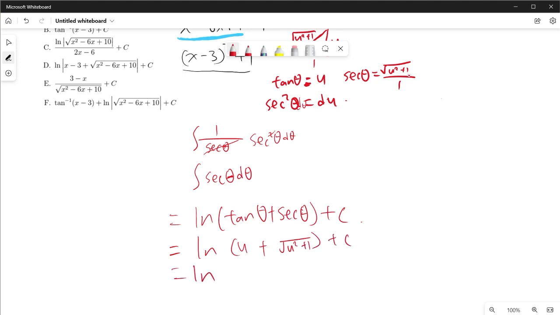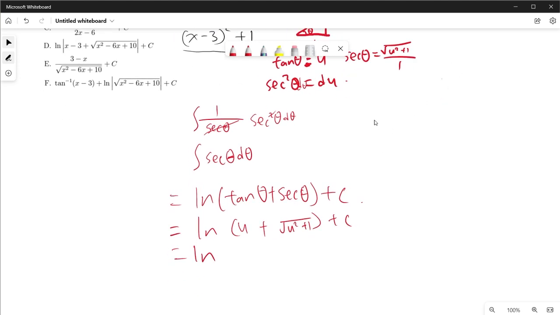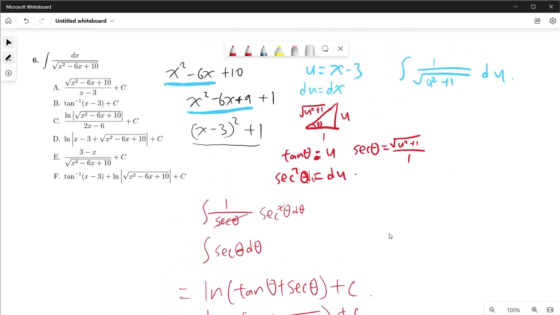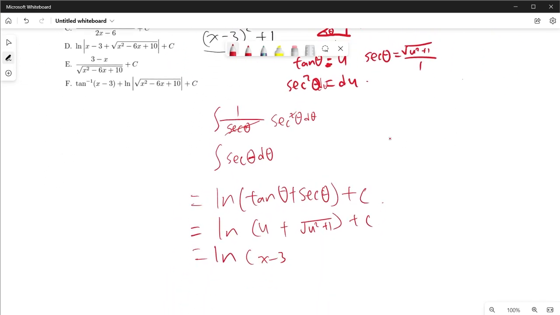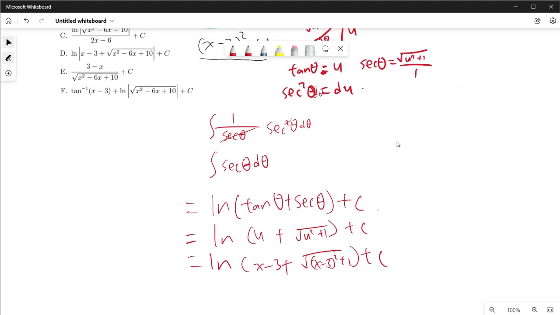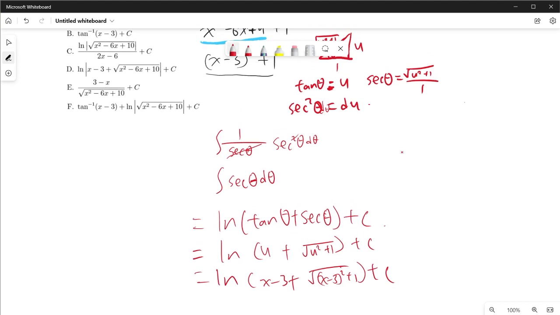And then sub back in x for u. We have x minus 3, right? That's the, plus the square root of x minus 3 squared plus 1, plus c. And then that would be option D, right? If I just expand the x minus 3, then that would be option D.